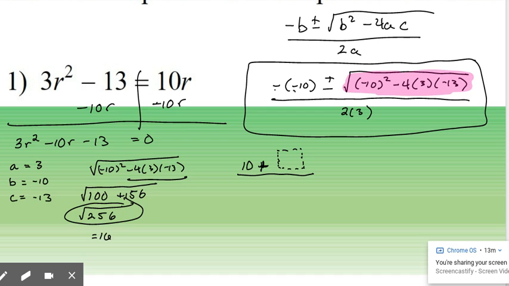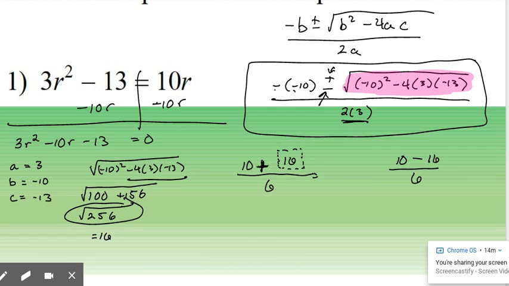Well, I just got a 16. And then let's go ahead and do the 2 times 3. That's 6. So that's one of the problems, one of the fractions that we're going to deal with. And we're going to do the same thing over here. 10 minus 16 divided by 6. Okay. So all I did is I took this and I used the plus sign one time. I used the minus sign the second time. Okay. And we go ahead and do it.